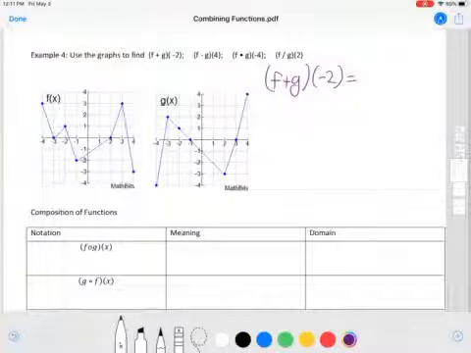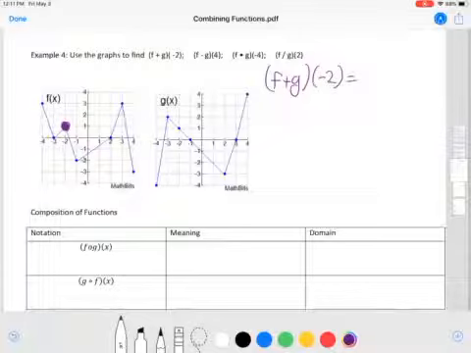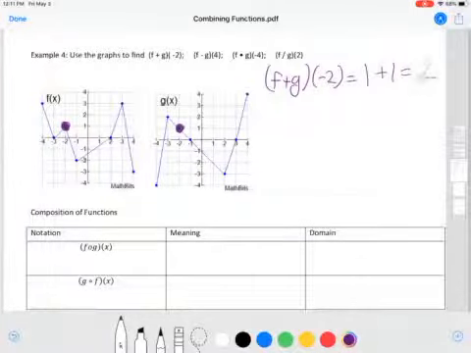So I need to find f of negative 2. I'm going to look at the graph on the left, and if I look at negative 2 and come up here, f of negative 2 would be 1. Now I have to find g of negative 2. So now I'm going to look at my graph on the right for g and look at negative 2, and my answer for that coincidentally is also 1. So when I add those together, I get 2.